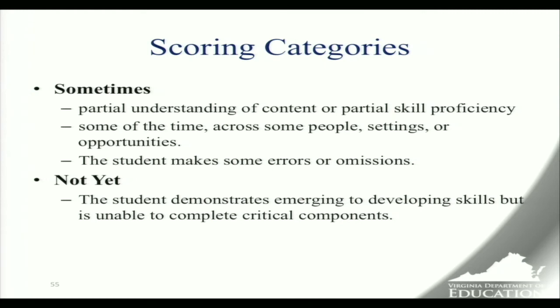Students that sometimes demonstrate a skill have partial understanding of the skill or demonstrate some of the skill proficiently, but not enough to consider that student able to complete the skill independently. The student who is not yet able to demonstrate the skill is unable to complete most of the component parts or activities of that skill.